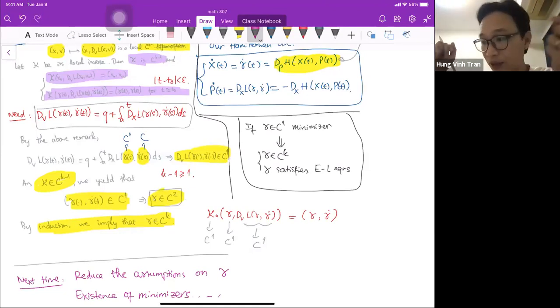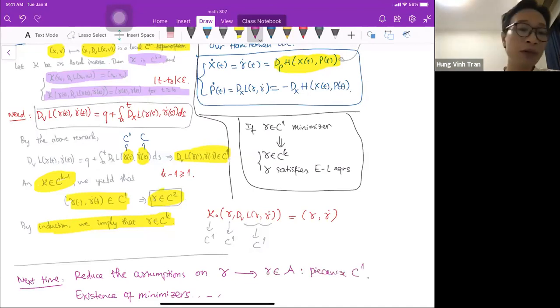If it's C1, then it's still satisfying the Euler-Lagrange equation, and the minimizer, in fact, is C^k. However, you see that the earlier class of functions, like I defined gamma in I, is just a set of piecewise C1, right? So what if I only assume that my minimizer is piecewise C1? Can I prove that it's C^k and also satisfying the Euler-Lagrange equations? Or even if I reduce it more, right? If my curve, my minimizer, is only absolutely continuous, whether it's C^k. It turns out it's the case.